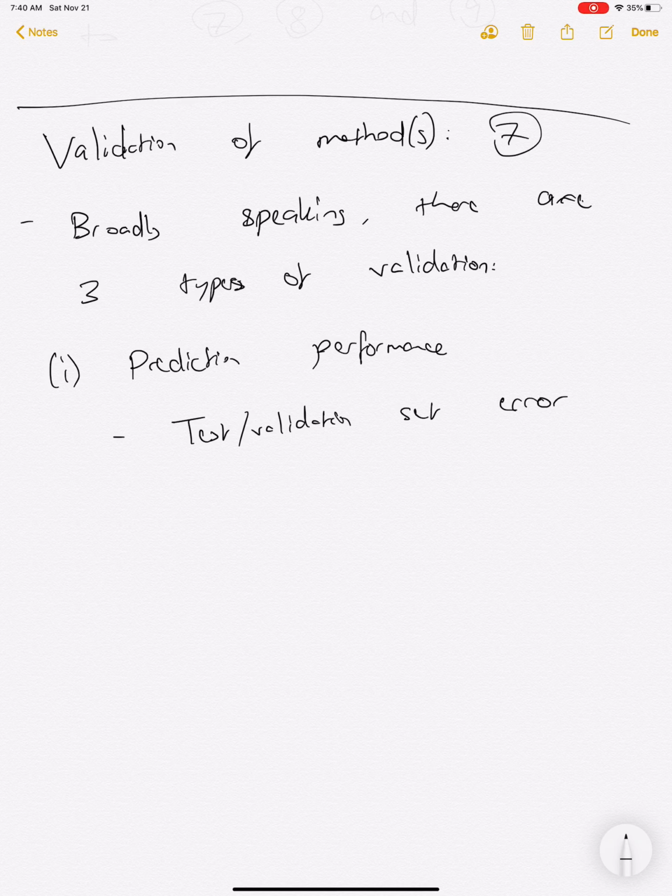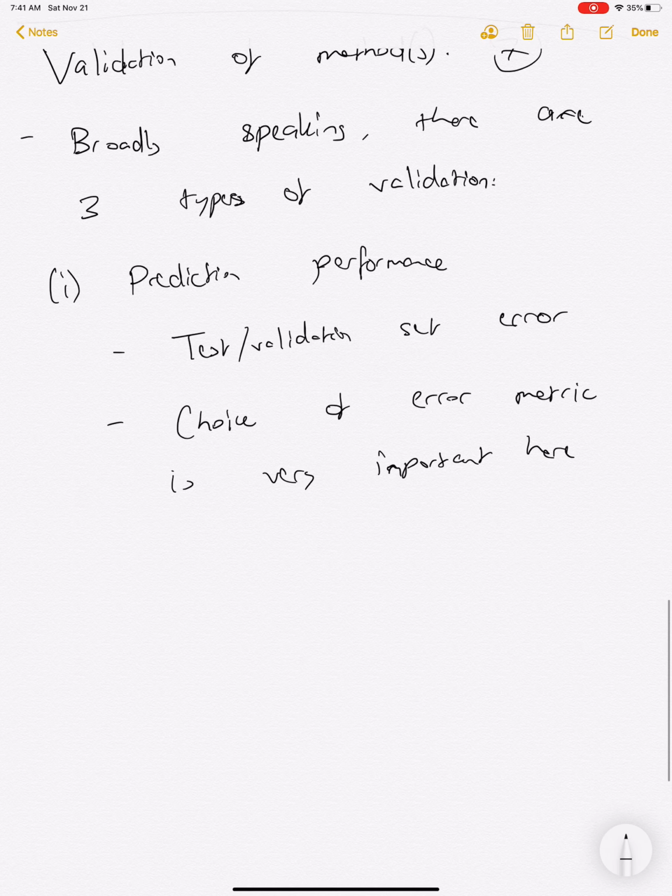One thing I should also mention is that you should really only use your validation data, which you haven't touched during the training process at all, to do your validations, because otherwise, as I mentioned, you're sort of overfitting and seeing the data. So the prediction performance is the test and/or validation set error. And one thing to mention here is that the choice of error metric is very important here.